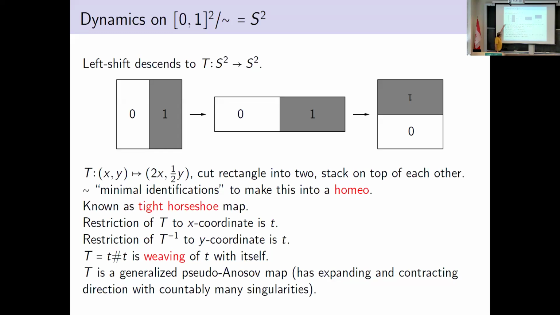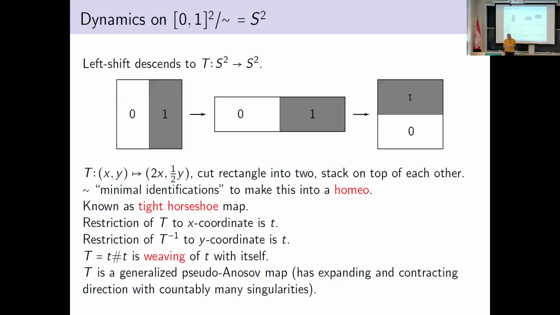If we look at the x coordinate and the restriction of the map to the x coordinate, it is just the tent map. So this thing is mapped to this, and this thing is mapped to this. So the restriction to the x coordinate is just a tent map. And if we look at the inverse map in this direction, then the restriction to the y coordinate is also the tent map. This thing is mapped to this, and this thing is turned around and mapped to this.